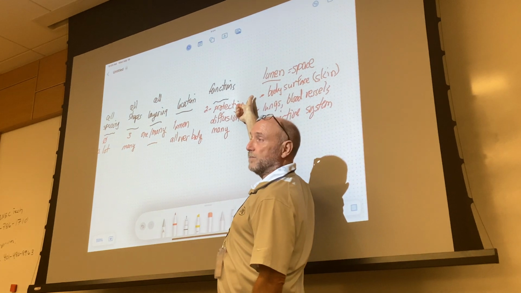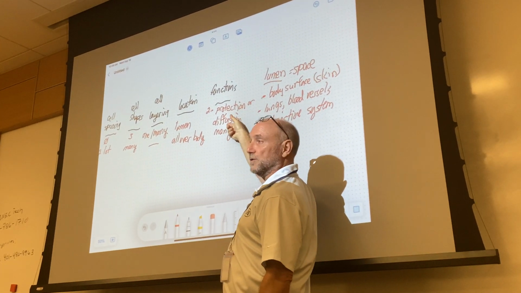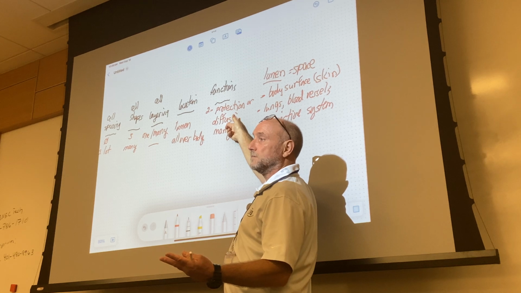If it's outside of the body, it's protection. If it's inside the body, it's diffusion. And then there's other stuff. What is diffusion?